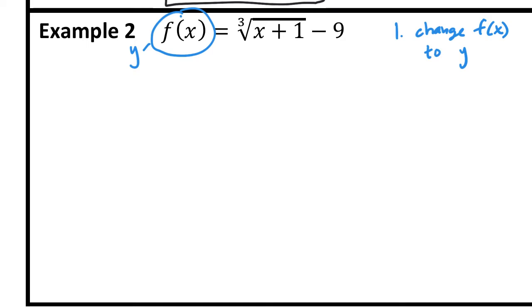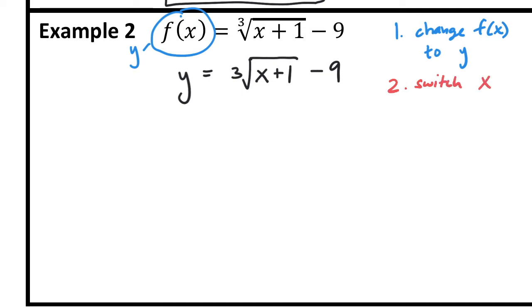So if I do that, it's just a simple copy, right? X plus 1. It looks like there's a transformation going on, right? It looks like it's moving. It's a cube root function that's going to move to the left 1 and down 9, right? It's good to remember the transformation rules, right? Step 2, switch X and Y. Switch X and Y.